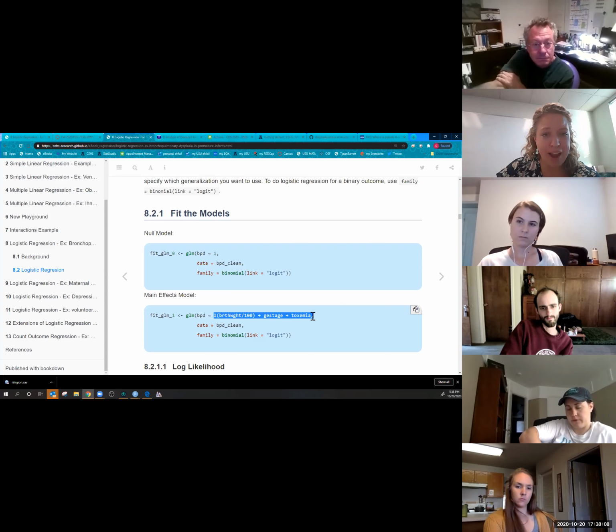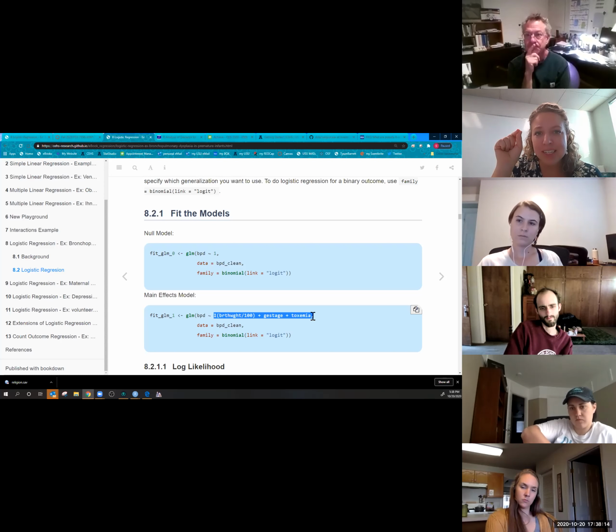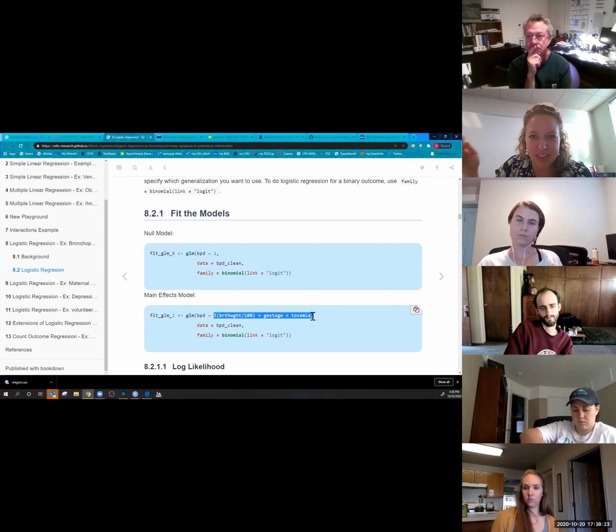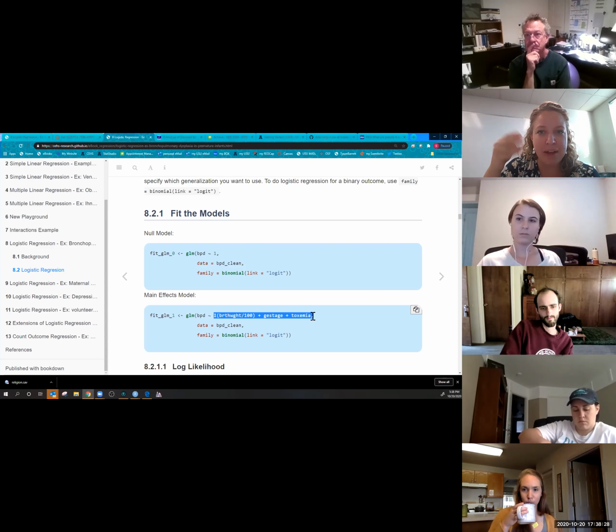I took the grams and I'm dividing it by 100, because if I leave it in grams, they're tiny. If I leave it in grams, then my beta will tell me the increased probability of having this disorder for every 1 gram heavier a baby is. And 1 gram is a tiny amount. So I'm taking their weight in grams and dividing it by 100.